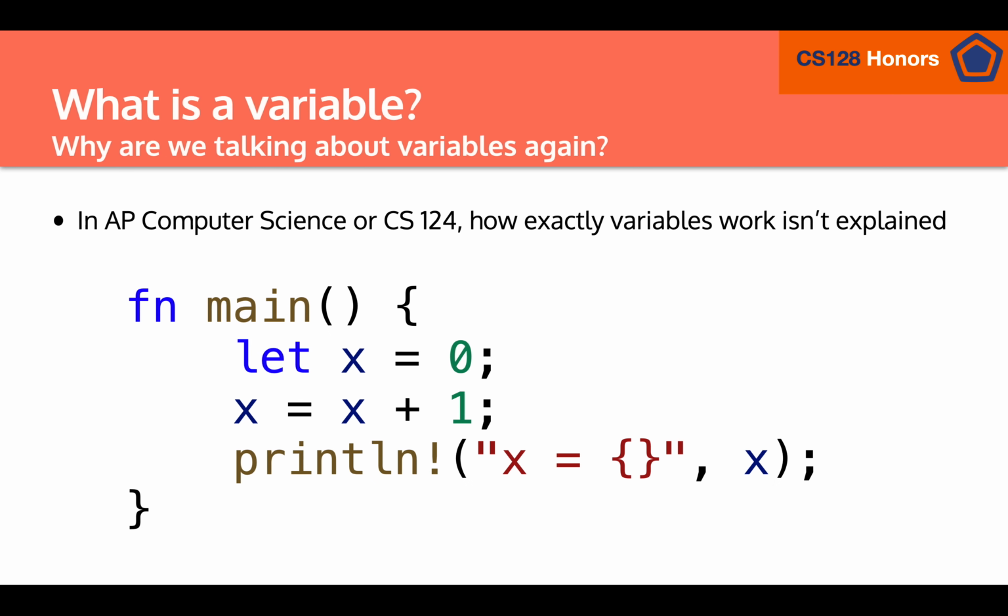So, what is a variable and why are we talking about them again at such a low level? Well, the reason is because in AP Computer Science or CS124, how exactly variables work under the hood is probably not explained. And that's because in Java, you don't really have to worry about it. It'll handle it for you. Whereas in Rust, you're working a little bit closer to the memory and you're going to need to worry about it yourself. So the reason this doesn't work is because Rust favors concurrency, and in order to understand why, we have to take a look at how variables work.